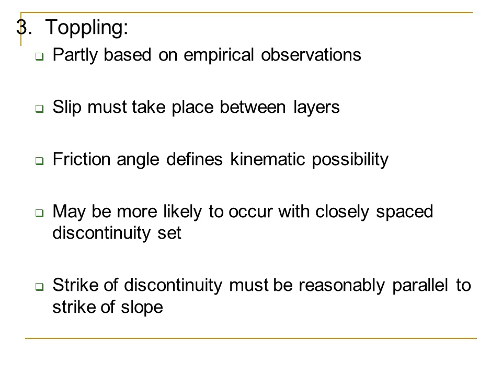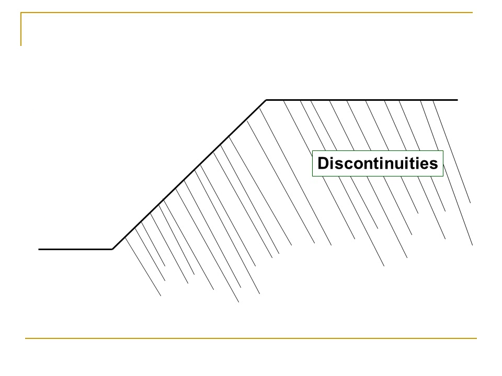Toppling may be more likely to occur with closely spaced discontinuity sets, and when we're looking at discontinuities that might be involved in toppling, we know that the strike of the discontinuities must be reasonably parallel to the strike of the slope. The way that turns out in stereographic projection is what we'll look at next. We'll have discontinuities dipping into the slope face, as shown here. And here you see some fairly closely spaced discontinuities.